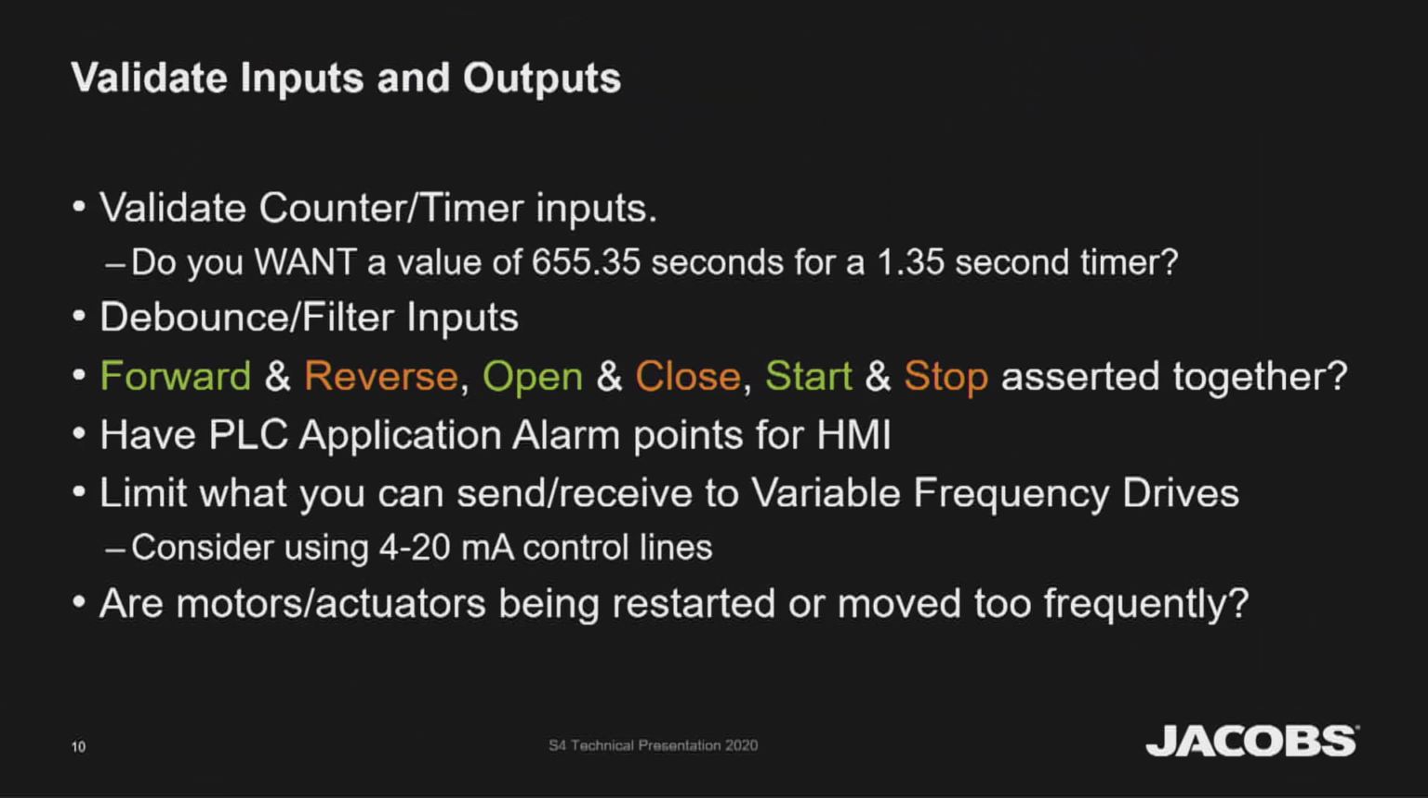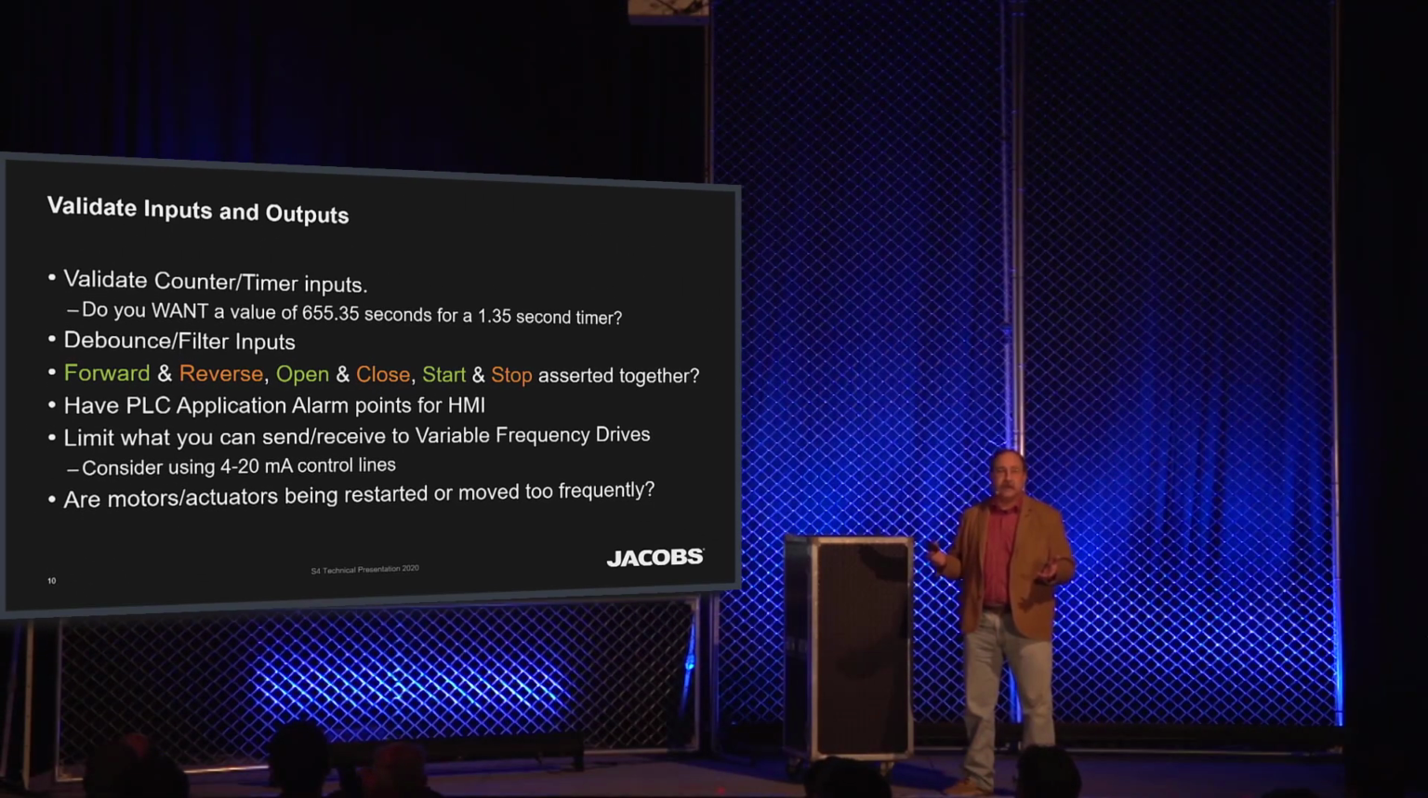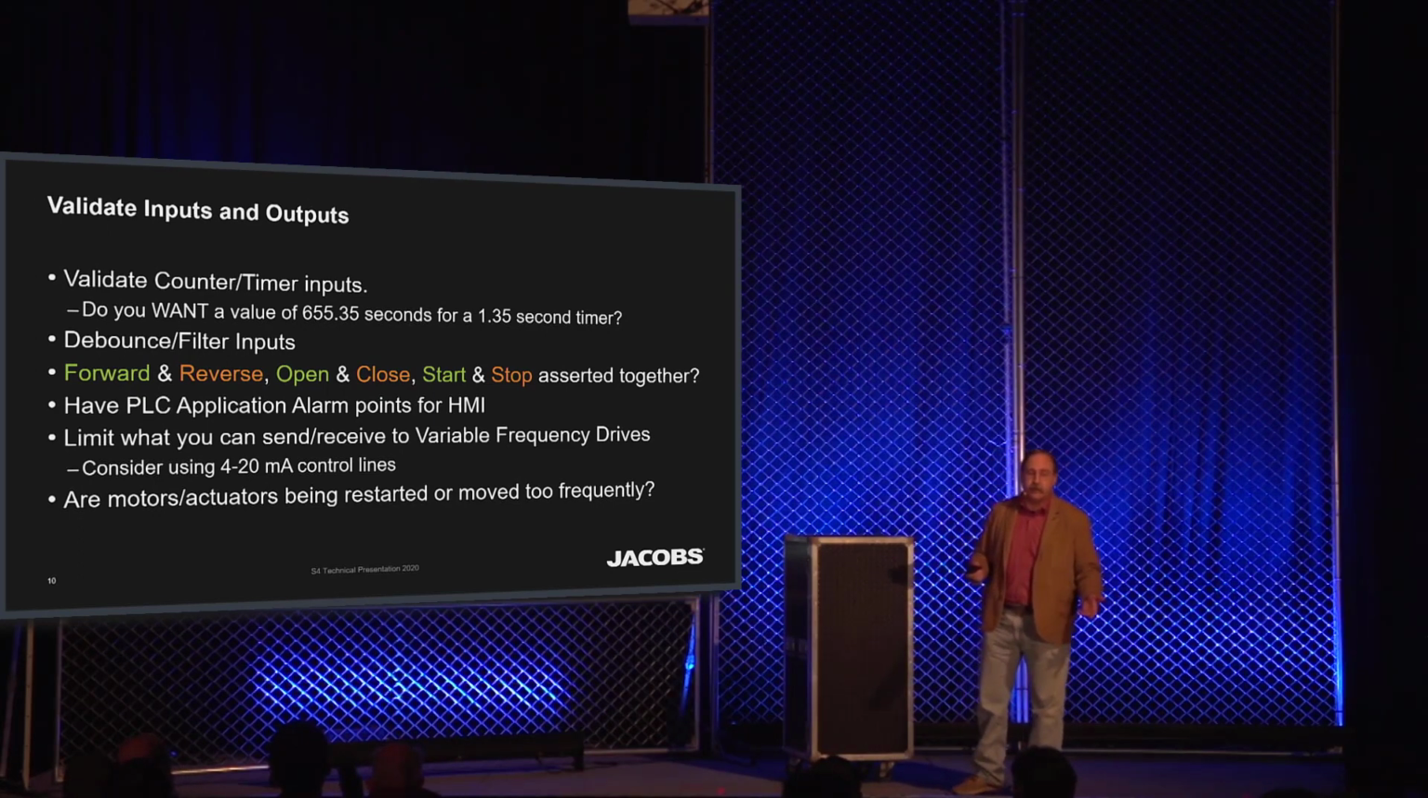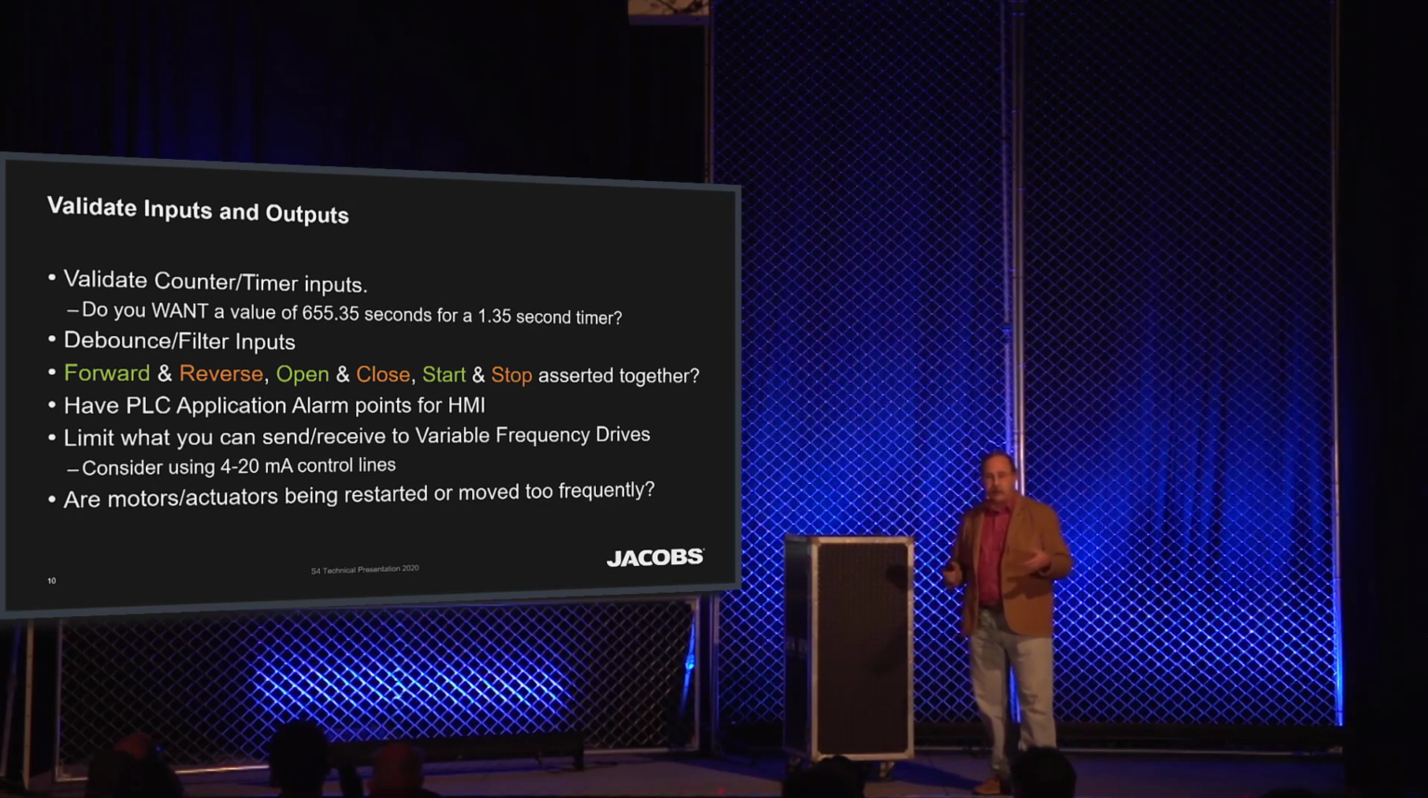You go looking at things that are related, like forward and reverse. If you've got forward and reverse asserted together, well, obviously, you've got to raise an alarm. Somebody's doing something wrong, and it might be your own logic, or it might be a piece of wiring in the field that's gone awry. Maybe something got wet. You don't know. Same thing with start and stop and open and close, all of these other things that you can do.